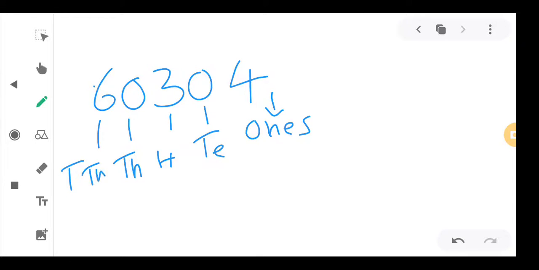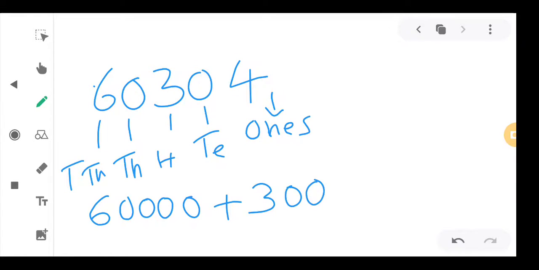10,000s place. Okay. So first of all 6, in 10,000s place, that's why we have to write 4 zeros, 1 2 3 4. So 60,000, in thousands place there is 0, so no need to write. Next one 3, this is in hundreds place, so 2 zeros. Next one also 0, so no need to write. After that ones place 4. So this is the expanded form of 60,304. Okay.